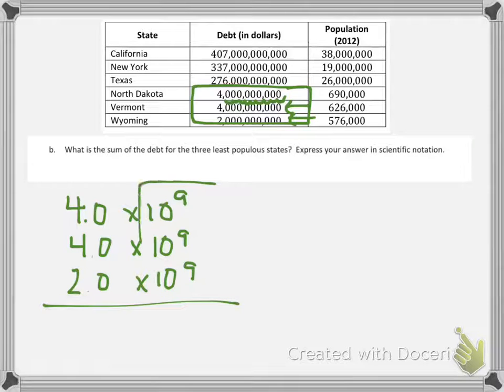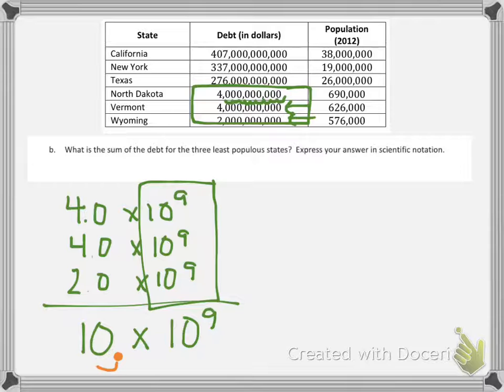And since I have all the same powers, I can just add. So this is 4, and 4 is 8, and 2 is 10. So this is 10 times 10 to the 9th. But I don't have it in scientific notation because now my decimal's here. I need to move it one more place, and this becomes 1.0 times 10 to the 10th. 1.0 times 10 to the 10th.